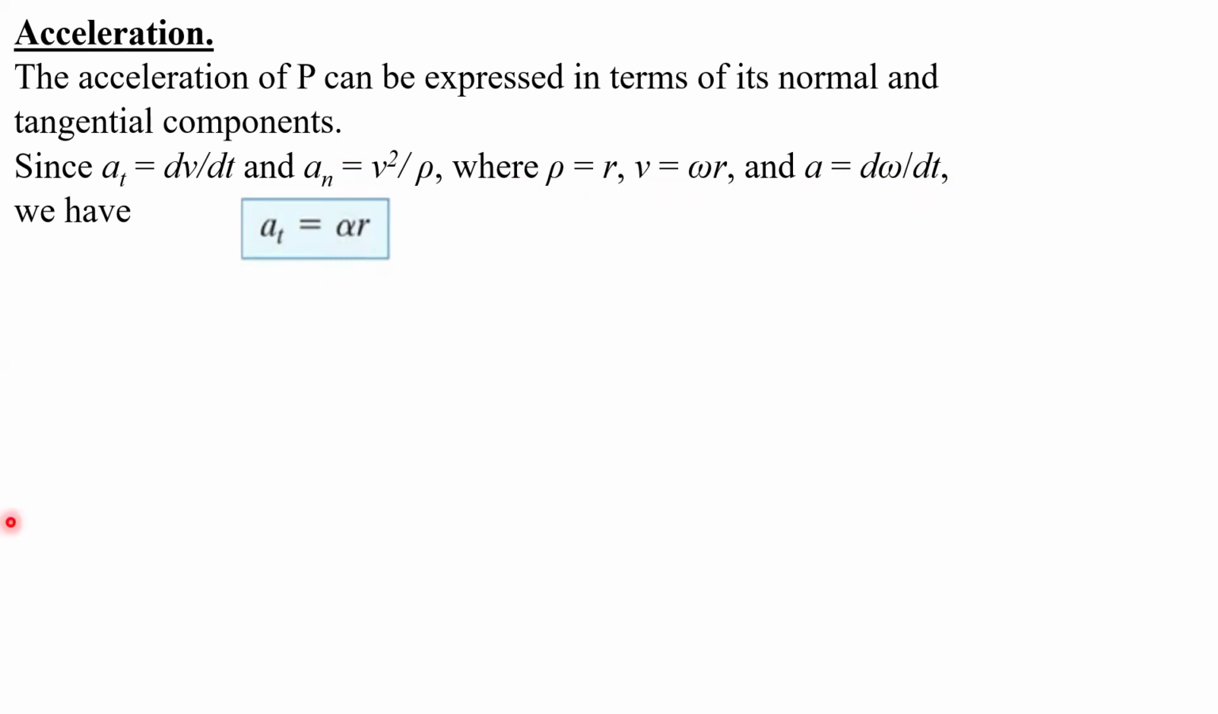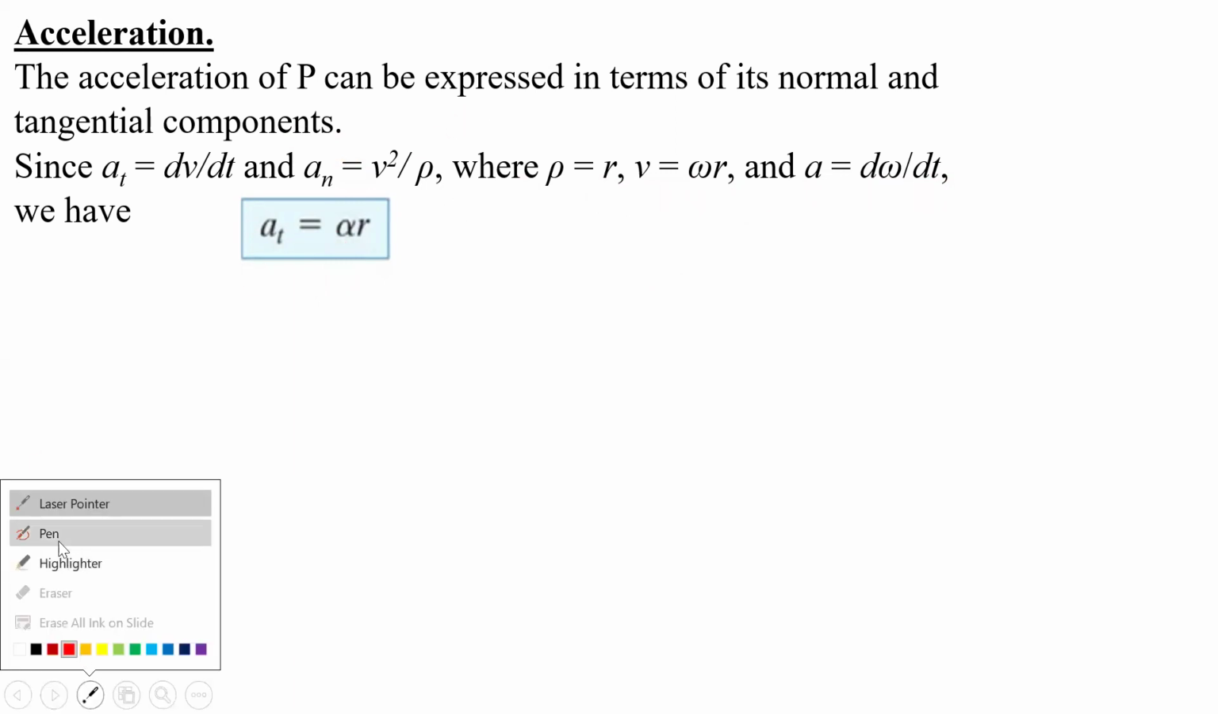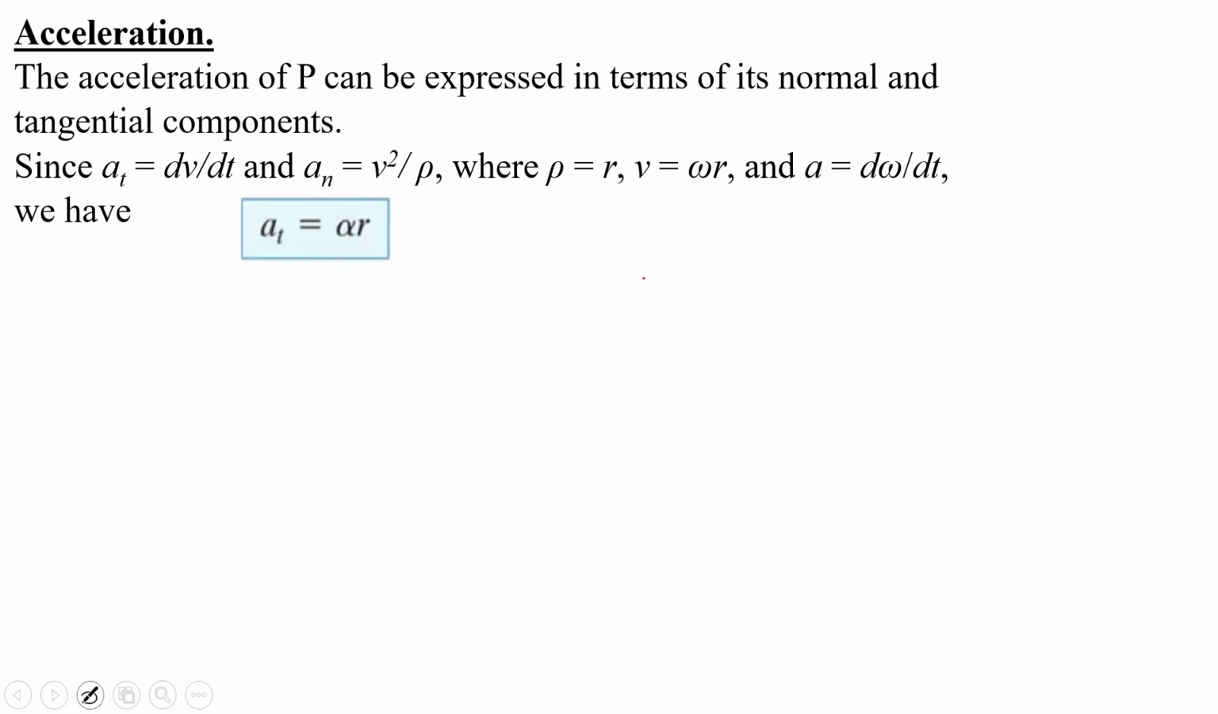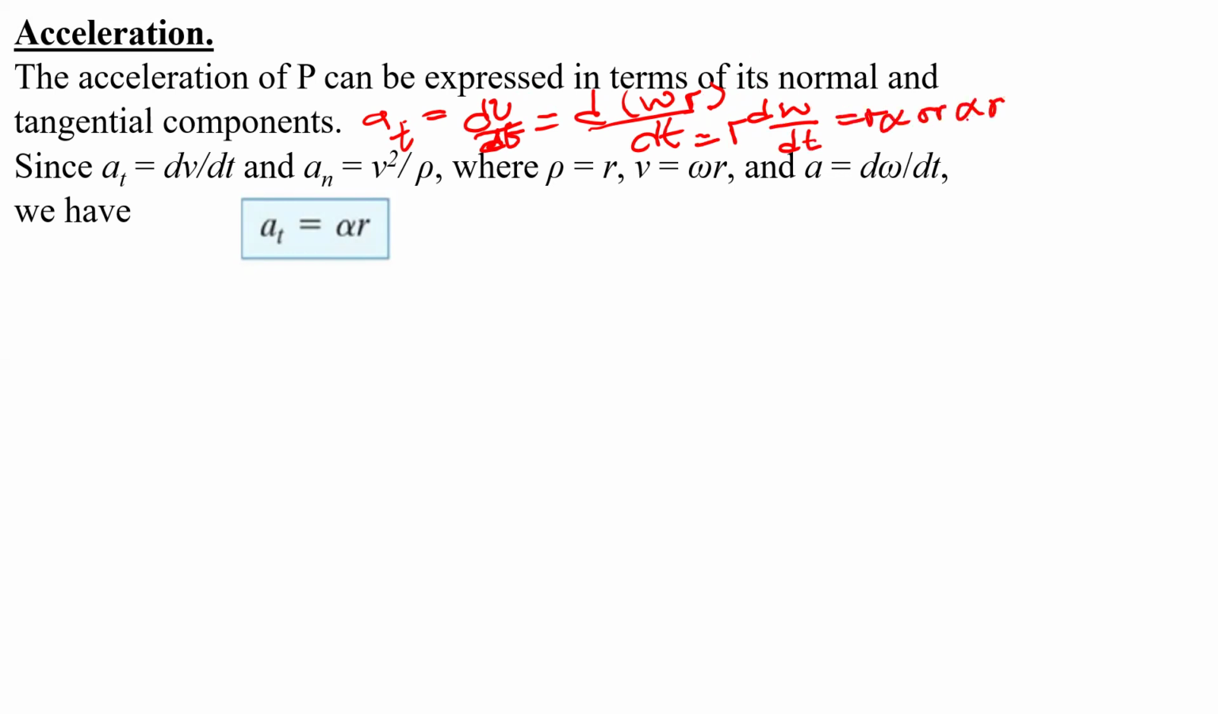We know that AT is equal to dV dt, which is equal to d omega R over dt, which is d omega dt times R, which is R alpha or alpha R. So that is how this expression was gotten.